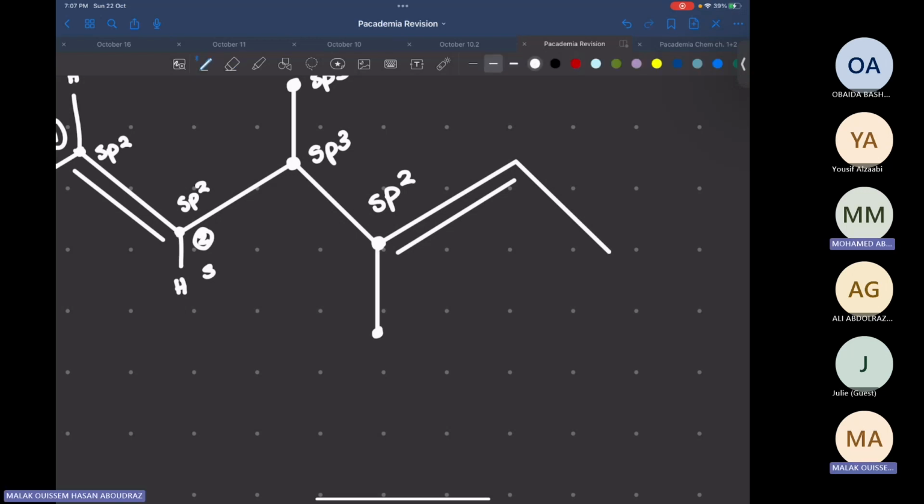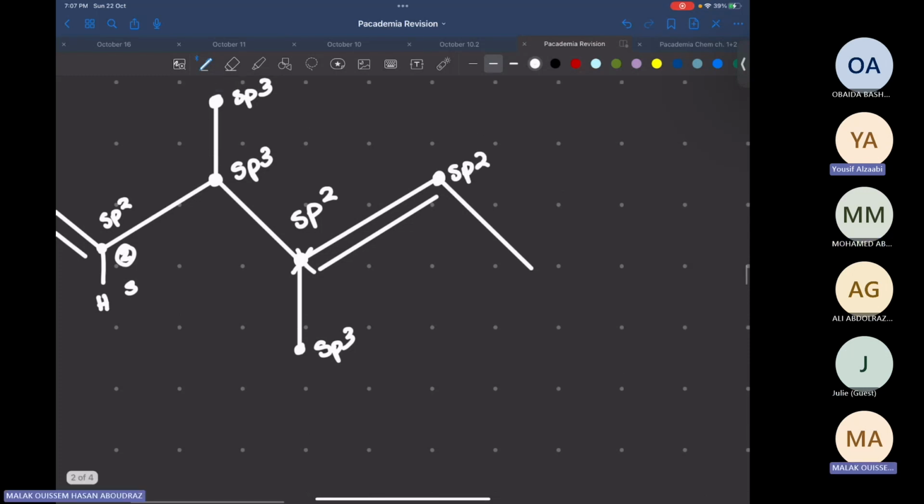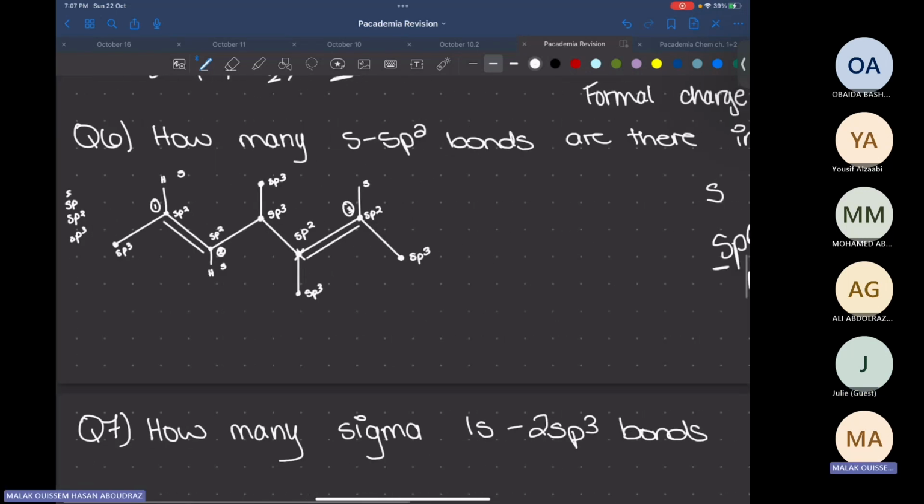And this one right here? sp3. So this one, I'm going to ignore it. Here, the carbon is sp2, and I also have a hydrogen, so it's s. So this is my third one, and then this one is sp3. So in total, how many sp2-s bonds do I have? 3. Do you guys all get why it's 3 and not 4?